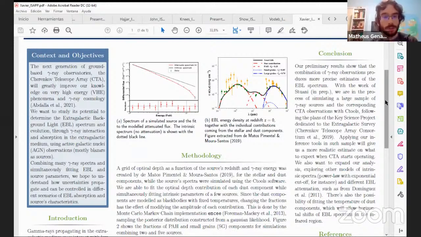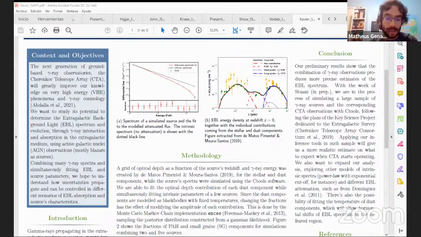So it's very important to quantify the EBL, the extragalactic background light, because it can tell us about the star formation and structure formation histories of the universe. However, it's actually very hard to directly measure it because there's a lot of foreground contamination from galactic sources and also from the solar system itself. So gamma rays can help us exactly to probe the EBL.